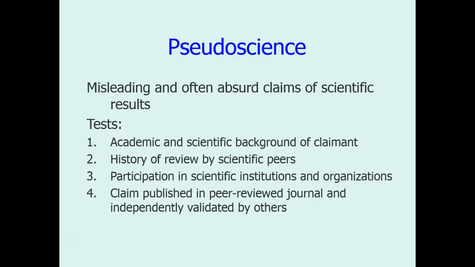So what are some of the tests? Well, the first one, academic and scientific background of the claimant. Some of these have come from really good schools, you know. History of review by scientific peers. Well, that's how you publish papers. Every paper you read in a scientific journal has probably been reviewed very strenuously by at least 3 other scientists that were of equal or similar superior status, you might say.